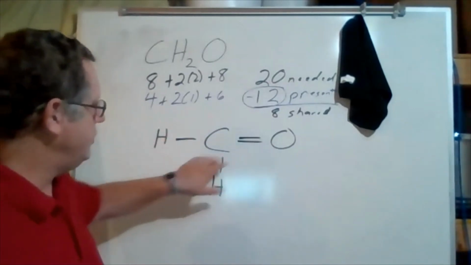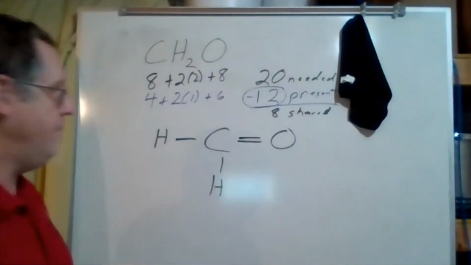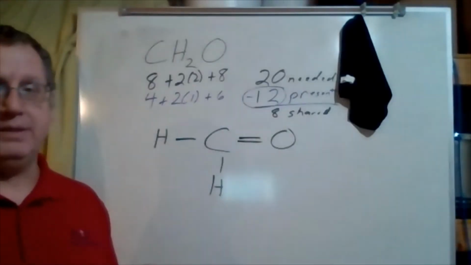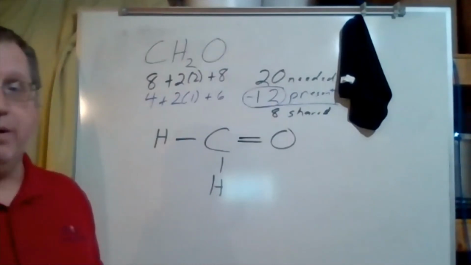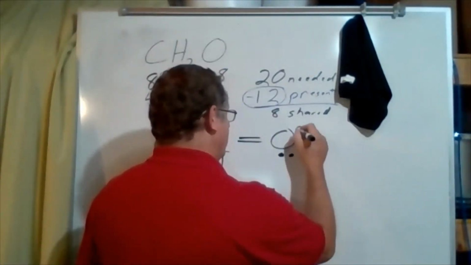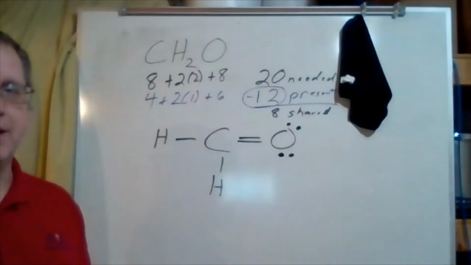The carbon, 1, 2, 3, 4. Carbon has 4 bonds. That's 8 electrons. That's a full octet. Oxygen has 2 bonds to it. That's 4 electrons, and it's missing. And what do you know? I need to put 4 more electrons there. So let's go 1, 2, 3, 4. And now I have a full octet with everything.